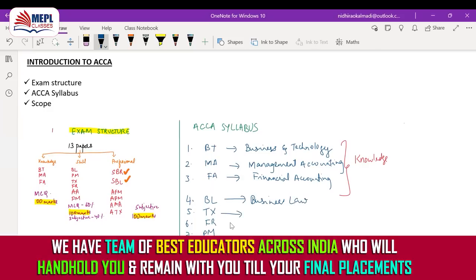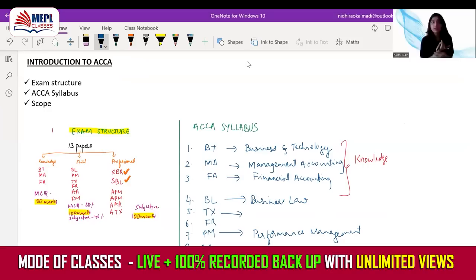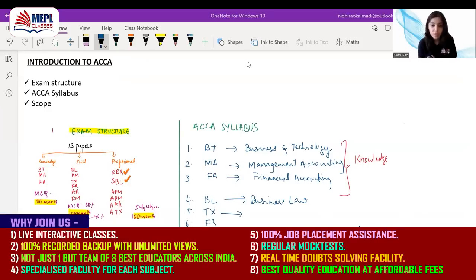Then we have PM. This is nothing but your performance management. Now, when I talk about performance management, I can say this is more of a higher level of your management accounting, wherein we are going to discuss concepts like standard costing, budgeting, variance analysis, all of that, different types of costing methods. Then we have financial reporting. Now, when I say financial reporting, here the focus is again upon IFRS, which is tested in detail. Then we have taxation. This is more of UK taxation.